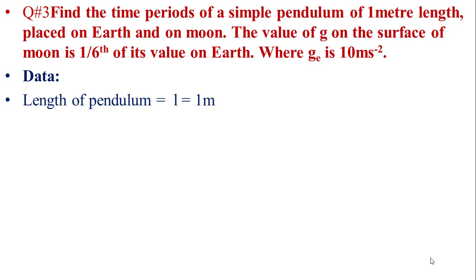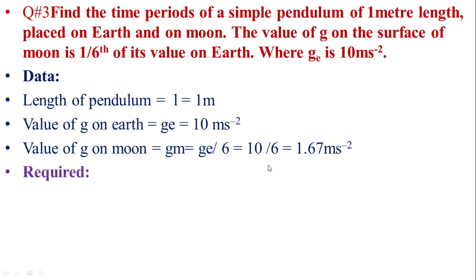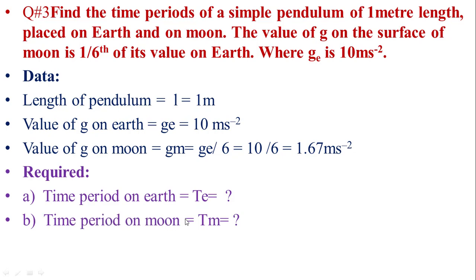length of simple pendulum L is equal to 1 meter and the value of g on the surface of earth, gE, is equal to 10 meter per second square. The value of g on moon, gM, is equal to gE upon 6, which is 10 divided by 6, equal to 1.67 meter per second square. Required: time period on the surface of earth TE and time period on the surface of moon TM.